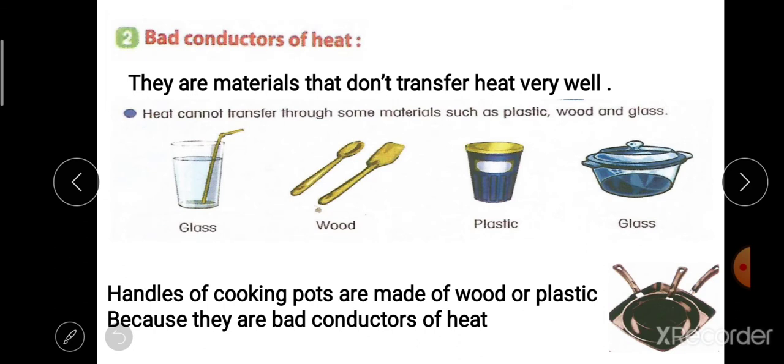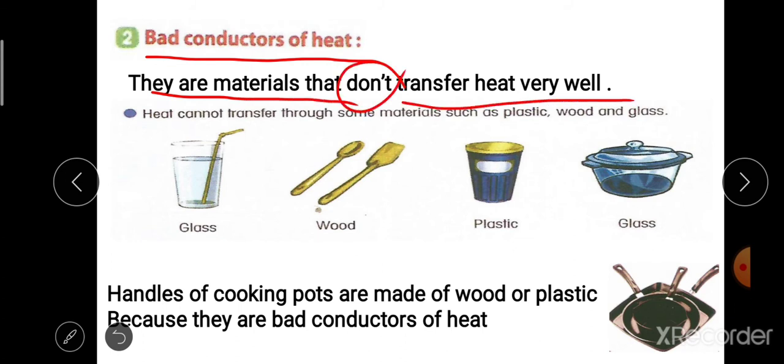The second type of conductors of heat is bad conductors of heat. Again, bad conductors of heat. What are the bad conductors of heat? From its name, it means that they are the materials that don't transfer heat energy very well, which means that they don't allow the heat energy to move through them, and then they don't become hot.